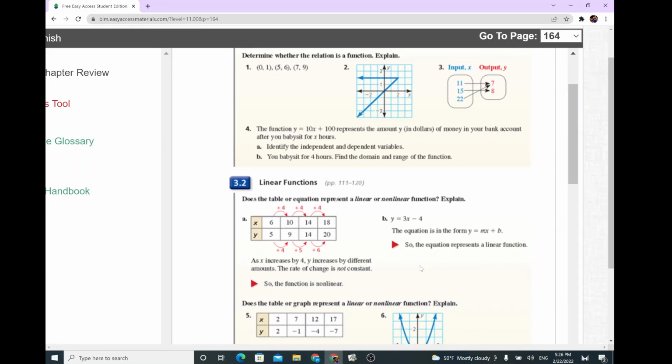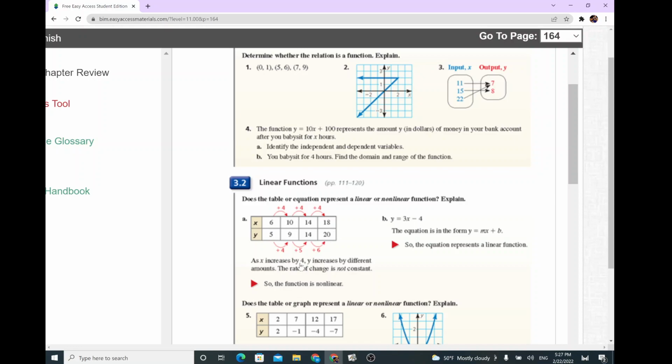So for the linear function, this one it shows like a regression. As you can see here, from 6 to 10, 10 to 14, 14 to 18. So the pattern here is just adding 4 each time. And then for the output value, we got 5 to 9, 9 to 14, 14 to 20. So this one is just adding 4, adding 5, adding 6.